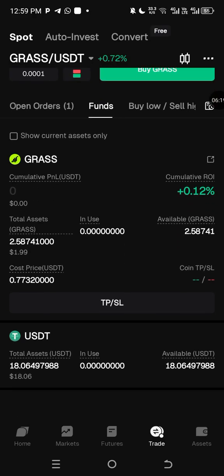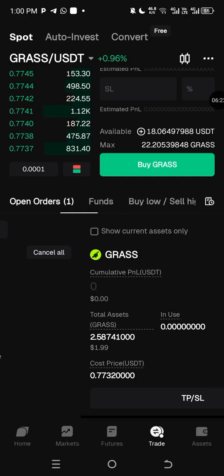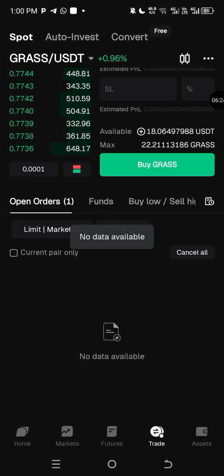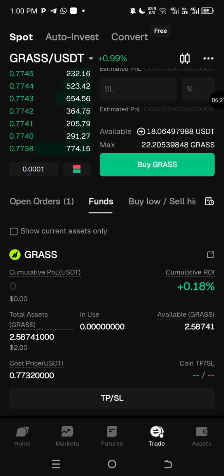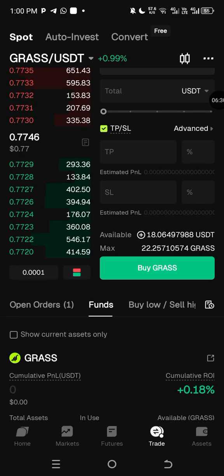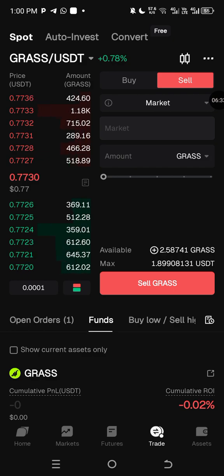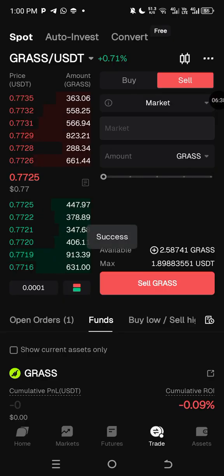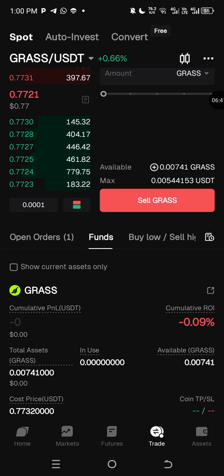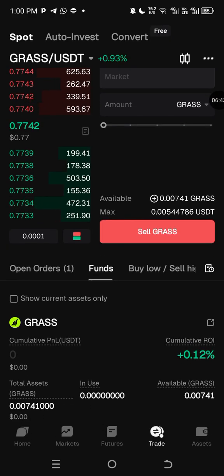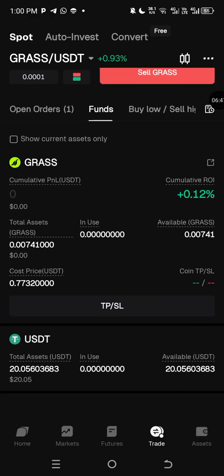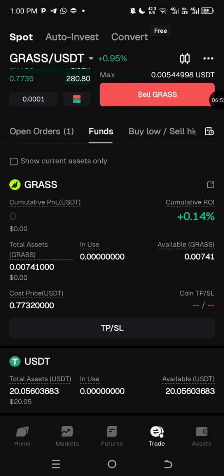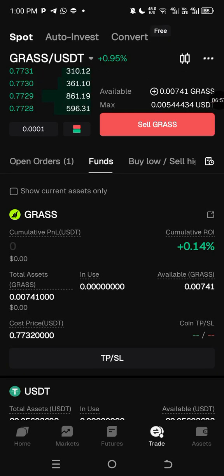So I'll cancel this order now. Let's say I want to sell this asset. I'll just come to sell. Sell my Grass, if I want to do it manually. So I've sold all my Grass now. I've sold 100% of it. You see it? I've sold all my Grass.